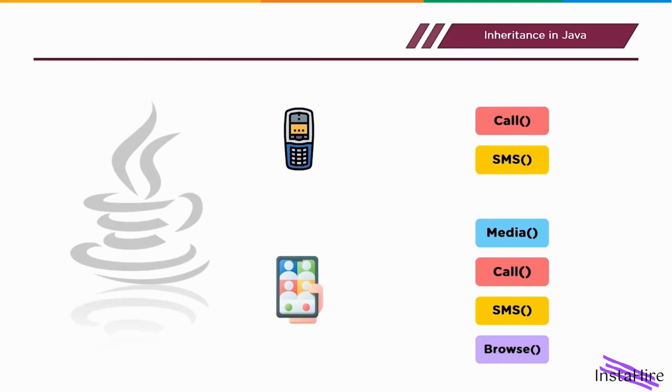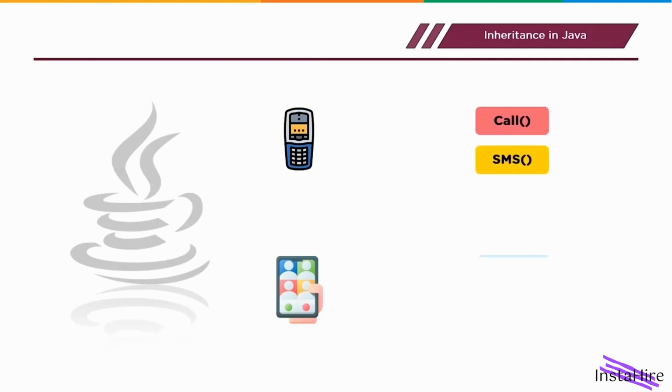But remember, in the older phone we already have the methods which are call and SMS. So will you create the call and SMS methods again, or will you use the code which is already defined for you? The smart move would be using the previously defined methods in your new phone and only working on the two new methods, which are the social media method and the internet browsing method.